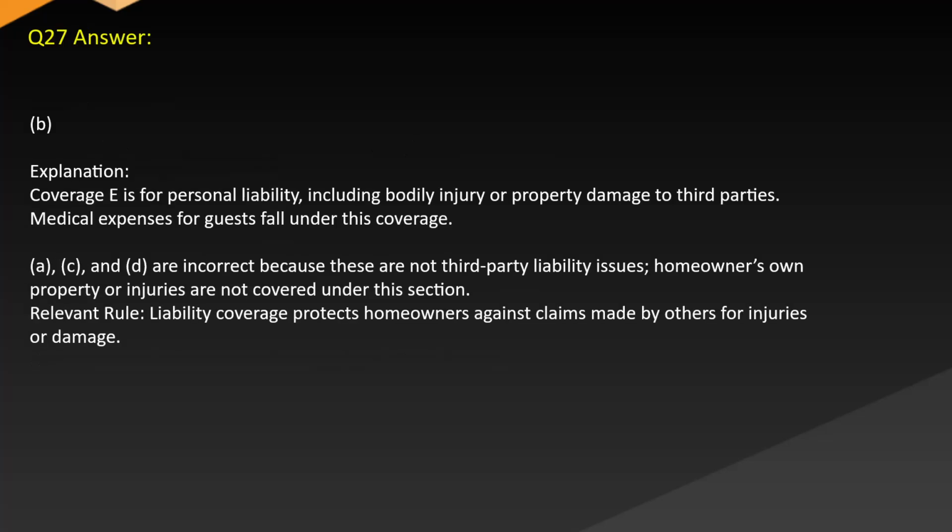Answer B. Explanation. Coverage E is for personal liability, including bodily injury or property damage to third parties. Medical expenses for guests fall under this coverage. A, C, and D are incorrect because these are not third-party liability issues. Homeowners' own property or injuries are not covered under this section. Relevant rule: liability coverage protects homeowners against claims made by others for injuries or damage.